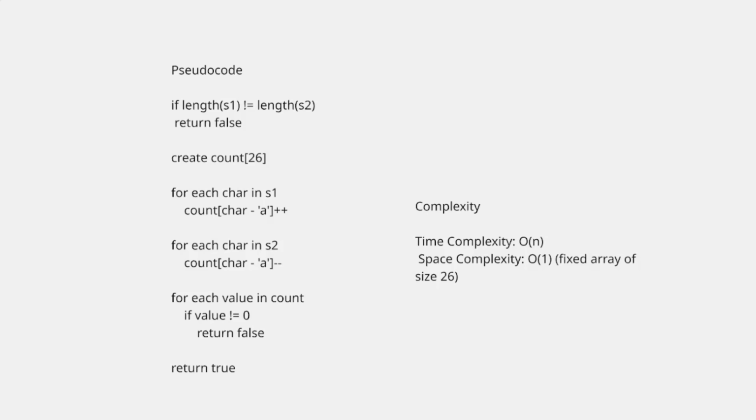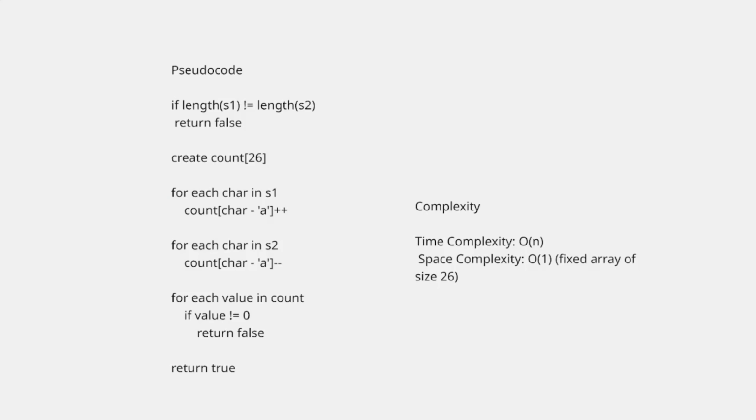Time complexity is big O of n because we are going to traverse the array only one time, and space complexity is big O of 1. It's a fixed array size, so we are not going to change the characters again and again. So it's big O of 1.